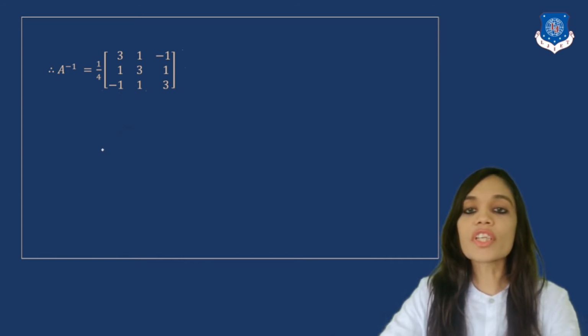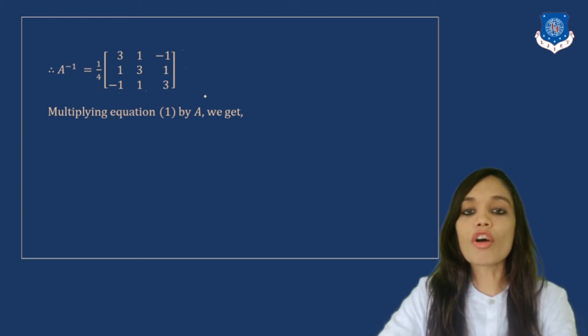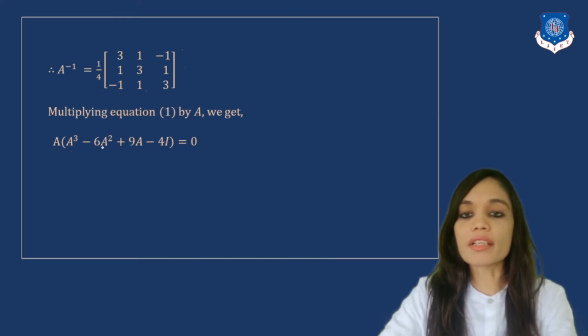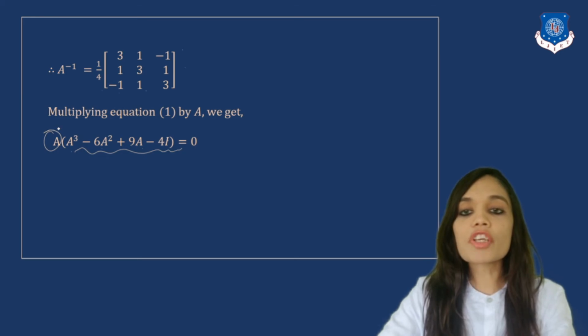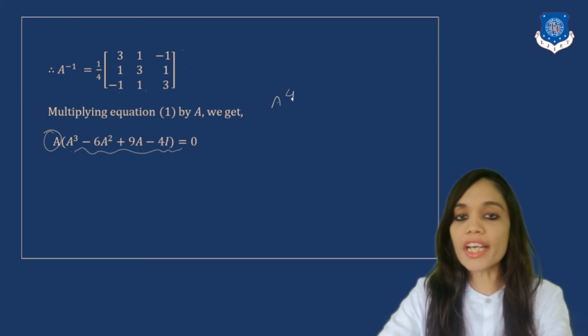Okay. Now we have to find the value of A raised to 4, right? So we will multiply our given equation by A. So on multiplying, you will get A times A cube minus 6A square plus 9A minus 4I equals 0. Why have we multiplied our equation 1 by A only? Because we want to find A raised to 4, right? So A into A cube will be A raised to 4. So we have multiplied our equation 1 by A.